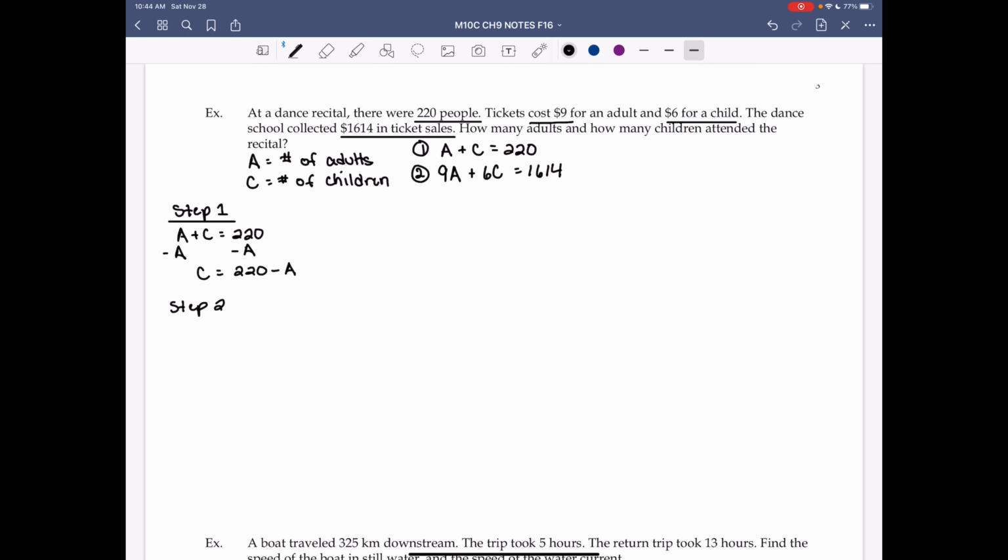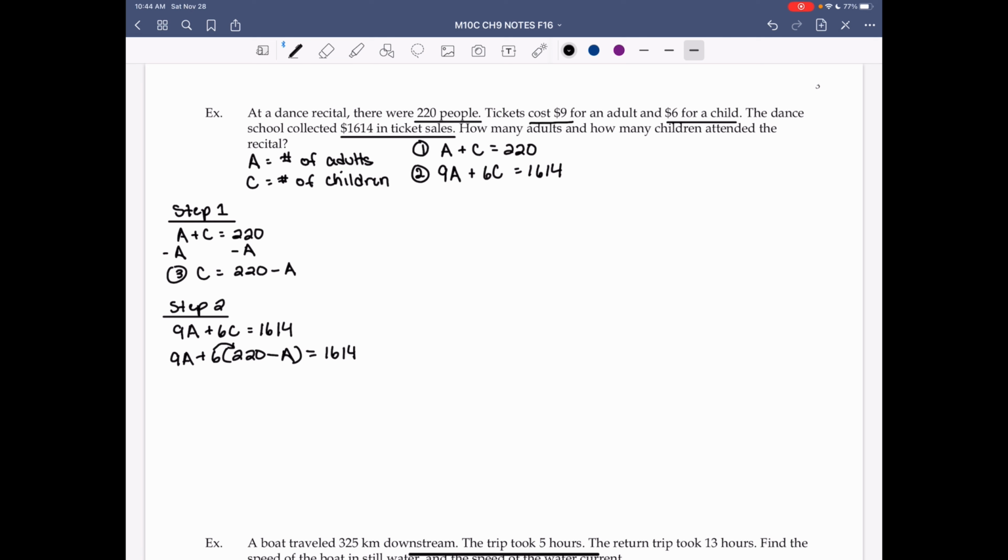Step 2. Now that we have C isolated, which we can call equation number 3, we're going to sub the information into equation number 2 for the C value. 9A plus 6C equals 1614. Replace C with 220 minus A. 9A plus 6 times 220 minus A equals 1614.